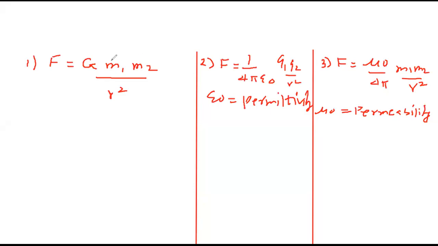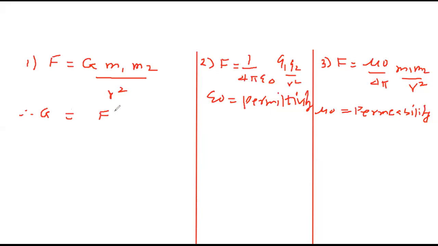The force between masses is gravitational force. The force between charges is called electrostatic force. The force between poles is called magnetic force. So in the assignment, these two were there. I am doing three. So first step, whichever dimension you want, separate it.